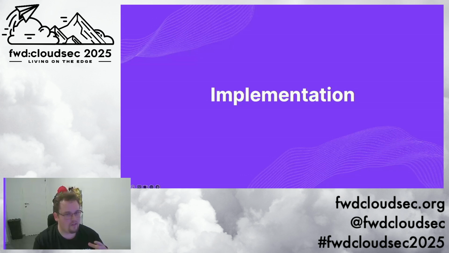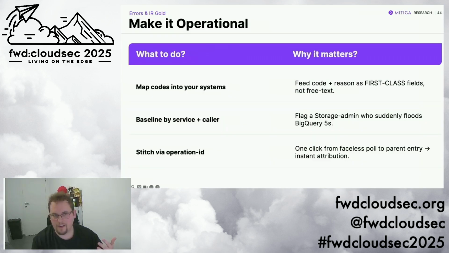So now let's talk about how you could implement this in your environment, right? Start by mapping your codes into your systems. You're using them as fields. Don't keep them as that structure on the side. Try baselining callers and their errors. Does this entity cause a lot of errors? Is there a spike? Is there no spike? Use baselining and all the relevant techniques, and try to stitch the operation IDs so you won't miss any entities.